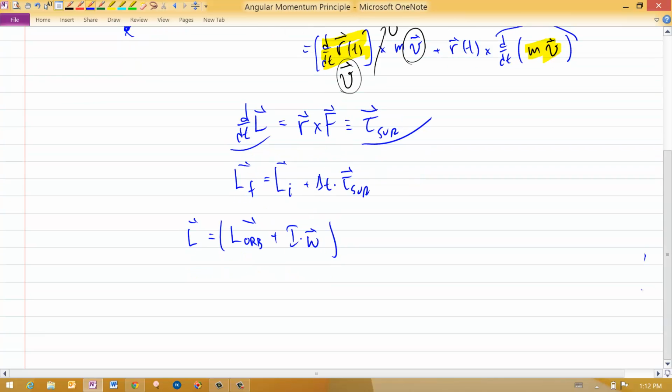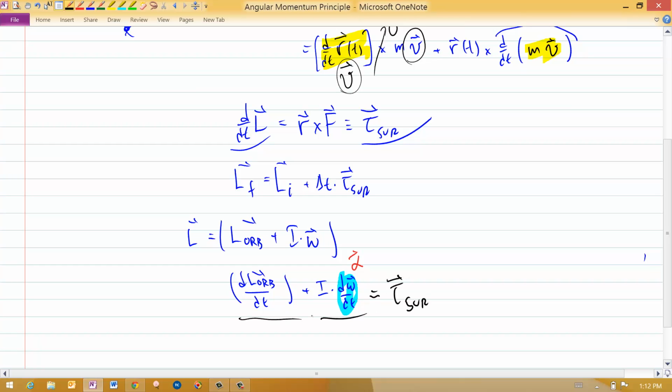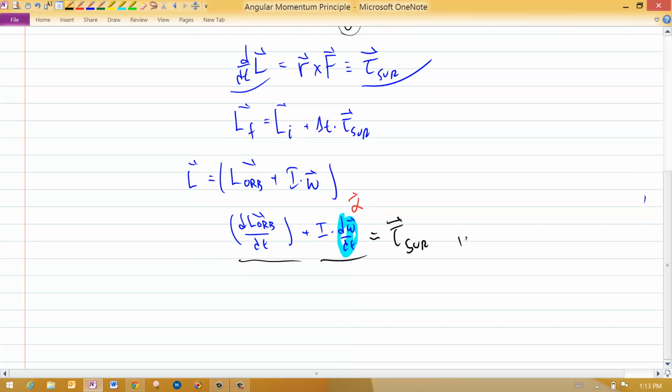So if I take the time derivative of both of those two things, I get dL orbit dt plus, now if the moment of inertia doesn't change, I times d omega dt. This has a special name. This is called the angular acceleration, and it's a vector that we give the name alpha, is what that blue thing is. And that is equal to the total torque from the surroundings. The torque from the surroundings can change the spin, you can change the orbit, you can change both of them together.